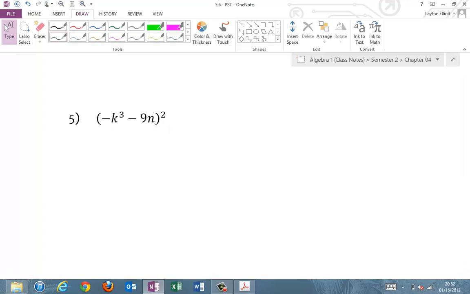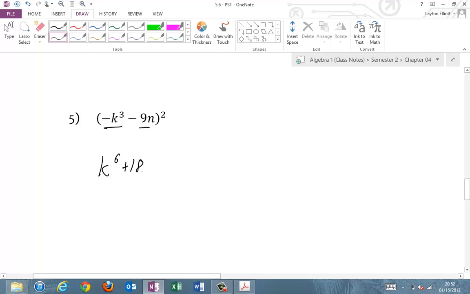Okay, we got our first negatives in the beginning. Negative k cubed squared. A negative squared is a positive, and k cubed squared is k to the 6th. It's going to be positive k to the 6th. Then we take 2 times the first times the second. Well, that's 2 times a negative 9, which is positive 18.